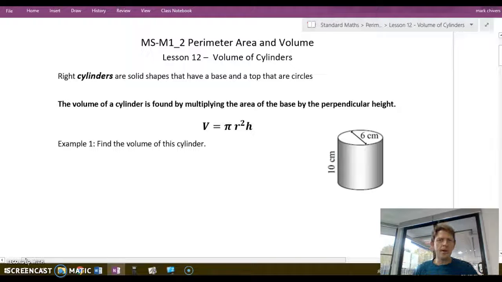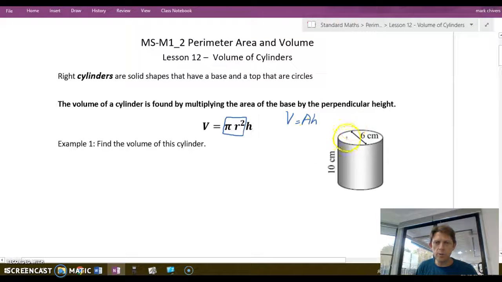I am ready to go with volume of cylinders. Now, cylinders we put separately to the right prisms that we did yesterday, but realistically, it's the same formula. You remember yesterday, the formula for a right prism was that volume equals the area of the base times by the height. Now, if we look at this little part of the formula here, that's the area of a circle. So that's the area of the base times by the height. So it is essentially just the same formula. We just do it separately because it's a cylinder. So it should be relatively simple.